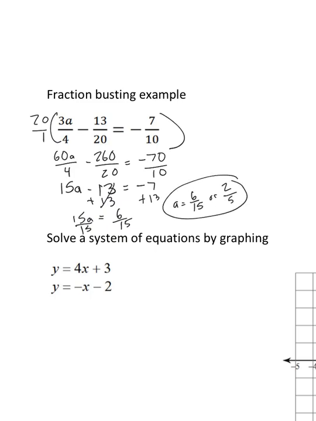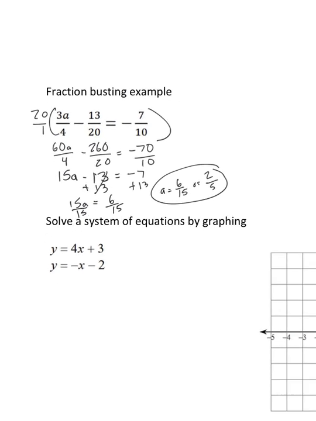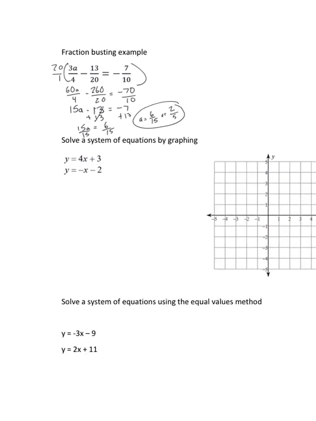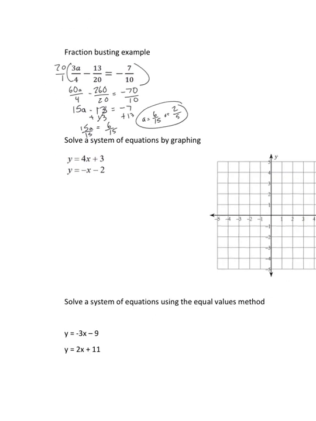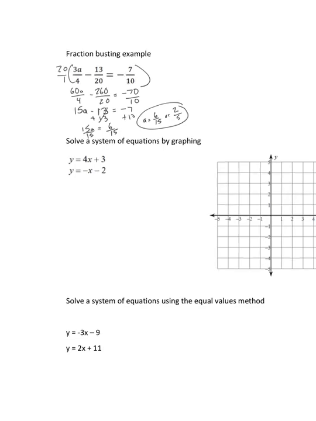The next type of problem we're looking at today, solving a system of equations by graphing. What that means is that you are going to find the common solution to these two equations. There's only one point, in this case, where they intersect, which means there's only one coordinate pair that will work for both. So I'm going to start by graphing the lines.